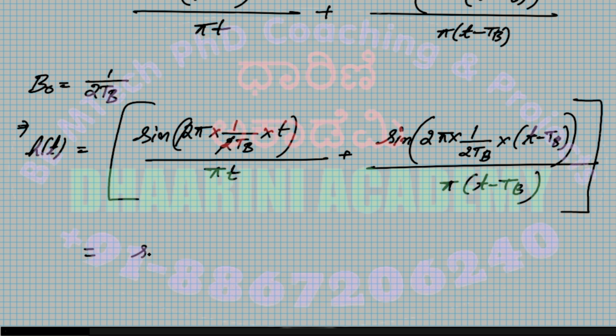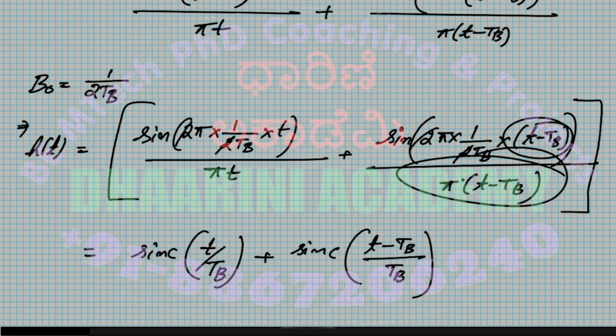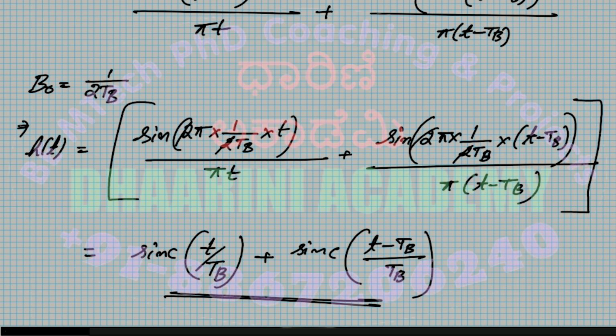So this can be simply written as sinc of t by tb, standard function, plus the second function can also be written as sinc of t minus tb by tb. You can see that the t minus tb and tb in the denominator, anyway, they get cancelled, but the condition is that the pi in the numerator part is already there, right? So I don't have to multiply actually. It's a standard function, so simply you can recall. So this is the h of t, the impulse response, and it is going to look like this.